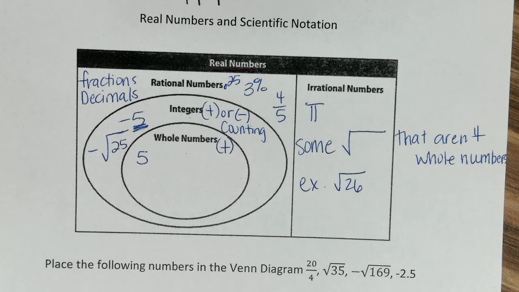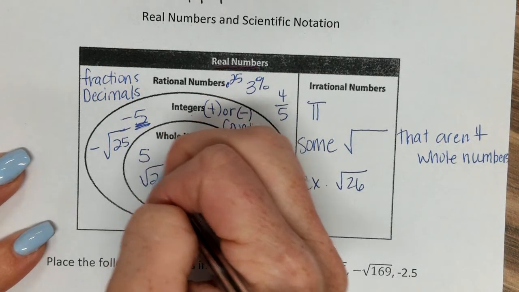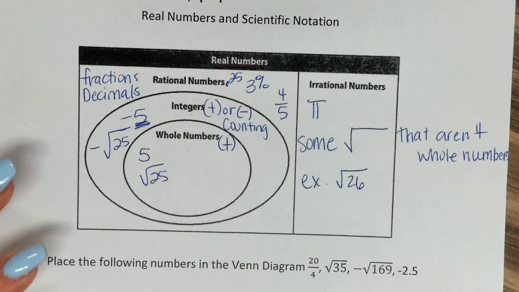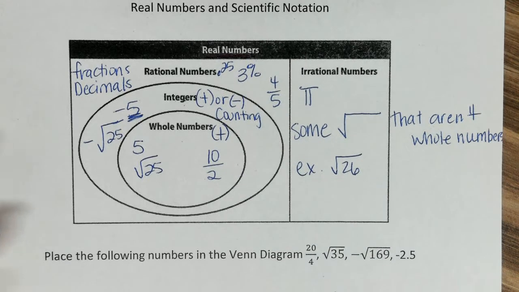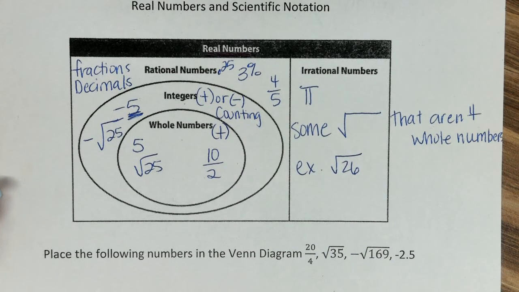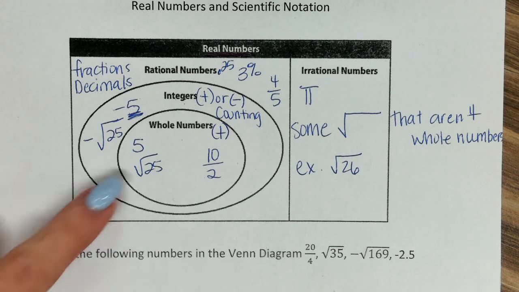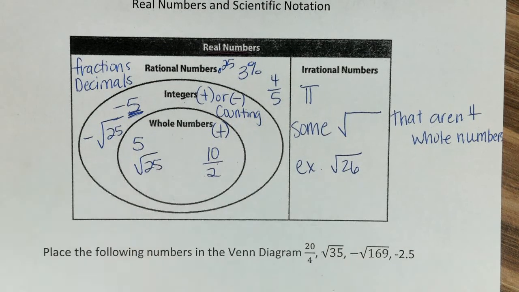Make sense? And then a whole number is an integer, but only the positive ones. So like 1, 2, 3, 4, 5. How about the square root of 25? That's whole because what is the square root of 25? 5. What about a fraction that simplifies to a whole number, like 10 halves? What is 10 halves? 5. It's 10 divided by 2, right? Which is just 5. All of those equal 5, which is a whole number.